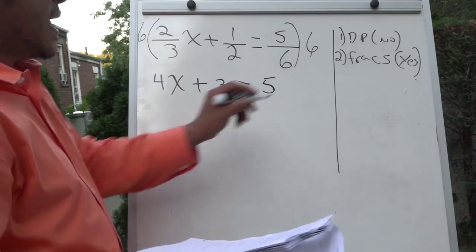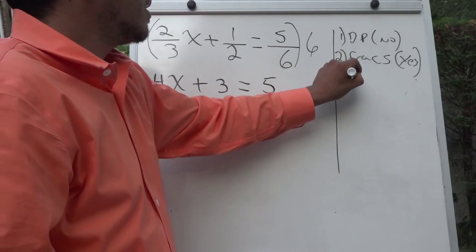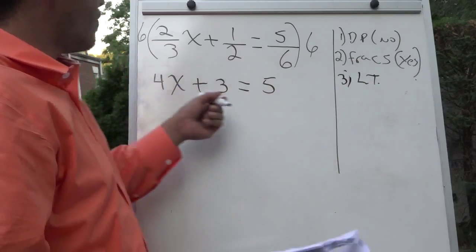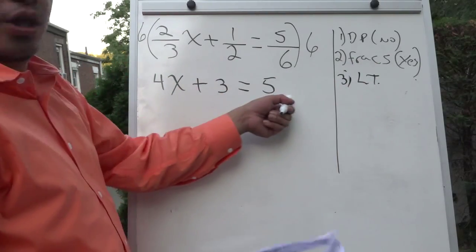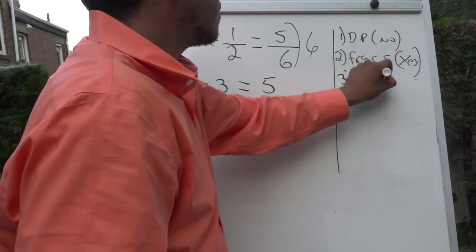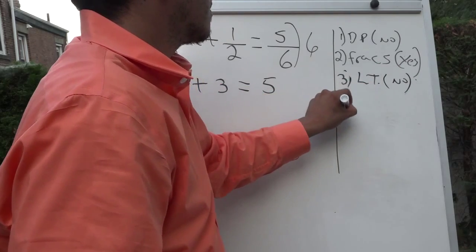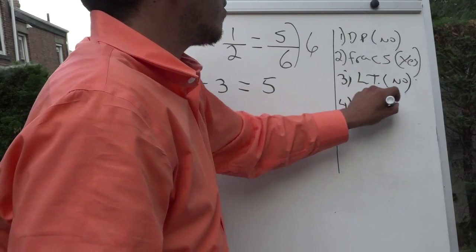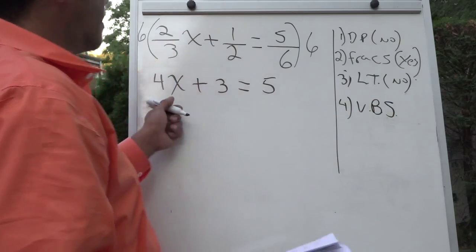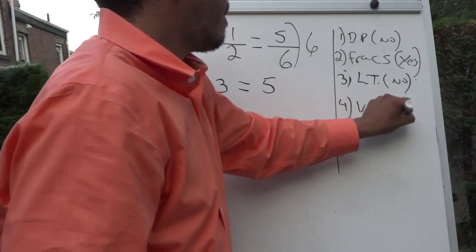Okay, now let us go on to the next rule. Do I have like terms on the same side of the equation? No. Do I have variables on both sides? No.